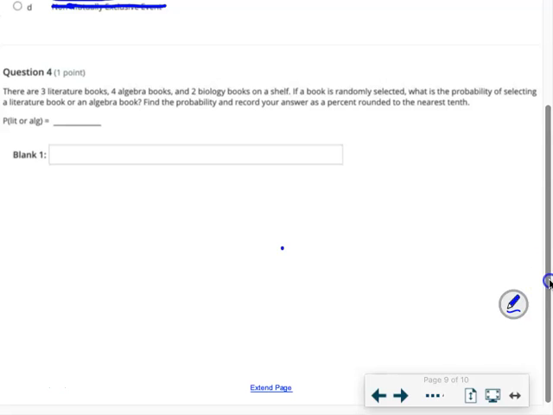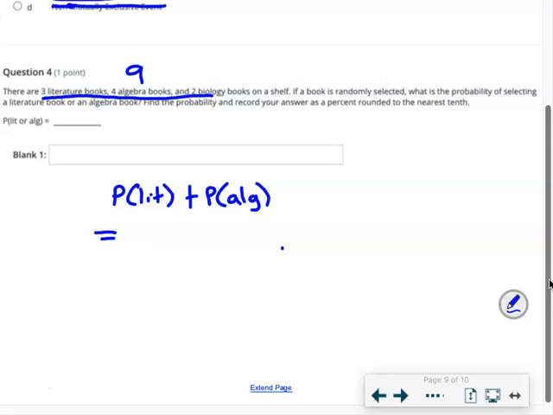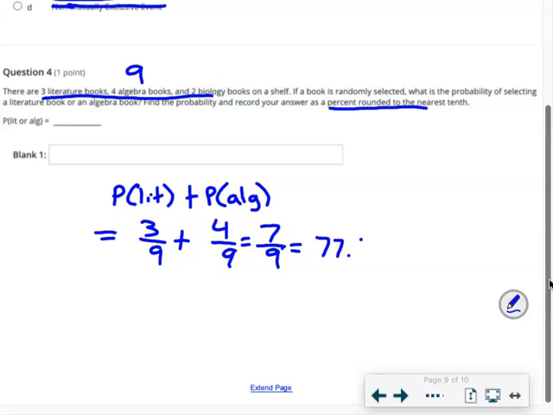Number 4. Now that I told you there's no overlap, the probability of a lit book plus the probability of an algebra book is all we need to worry about doing, because we can't have both, which means we don't have to subtract. So there's 9 total, remember, 3 plus 4 plus 2. So the literature book would be a 3 out of 9 chance. The algebra book would be a 4 out of 9 chance for a total of 7 over 9. Maybe we should read the directions now: find the probability, and record as a percent to the nearest tenth again. So this would be 77.8% if I'm rounding to the nearest tenth.